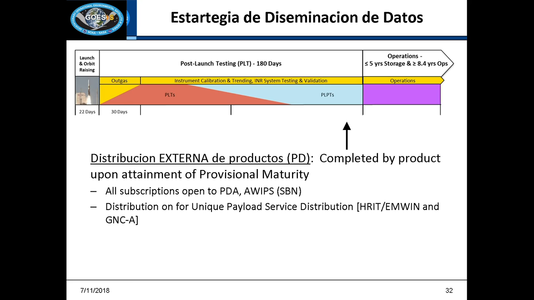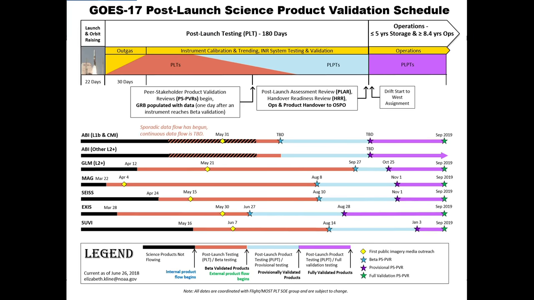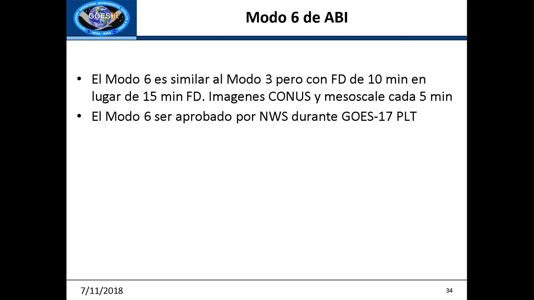So now, when we get to the provisional level, after the provisional review, and if the peer stakeholder product validation review team recommends provisional validation, then all subscriptions open to the PDA and to the broadcast for all users that receive those products. And the HRIT/EMWIN will start broadcasting, and the GeoNetCast Americas will get its feed from the PDA. And again, that's what our schedule looks like for GOES 17.